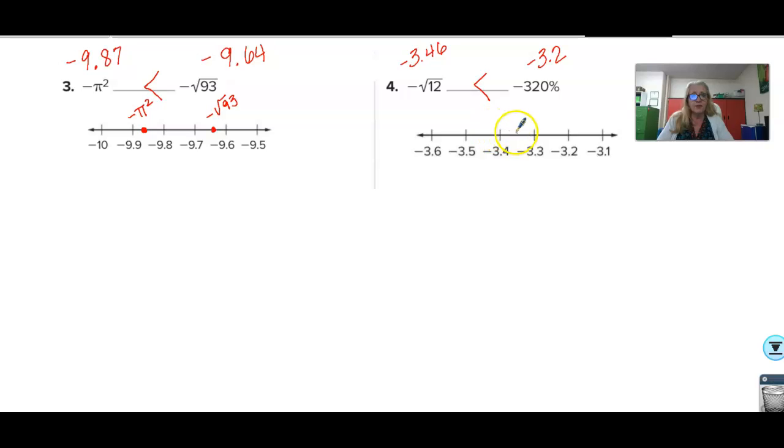And now we need to graph them on the number line. Negative 3.46 would be about halfway between 3.3 and 3.4. So just about halfway here. That's negative square root of 12. And negative 3.2 is right here. And that is negative 320%. Normally on the error test, they will expect you to put the original value on the number line.